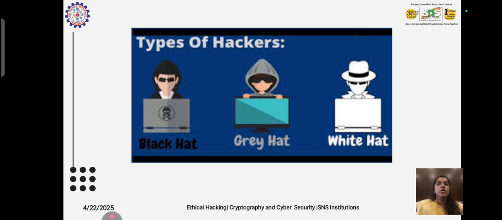Here are three types of hackers. First is black hat, grey hat, and white hat. First, let's see black hat. A black hat is a hacker who breaks into a system illegally for personal or financial gain. Next is grey hat. A grey hat breaks into a system without permission but not for a malicious purpose. Next is white hat. A white hat works with permission to test and secure the system.